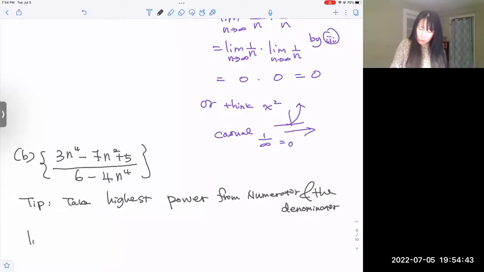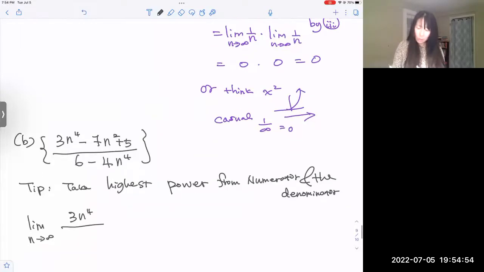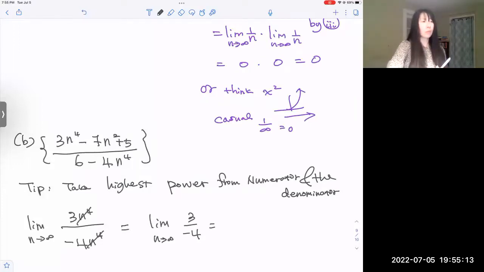Okay. So the highest power will be 3n to the 4th power from the numerator. And the denominator will be negative 4n to the 4th power, right? So we can simplify. So then we get the limit as n approaches positive infinity. We have 3 over negative 4. What do you get with this one? Negative 3 over 4. Very good. Okay, so this is my tip. All right, how about the third one?